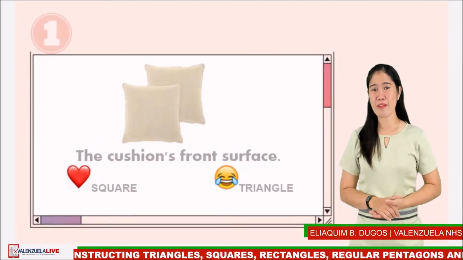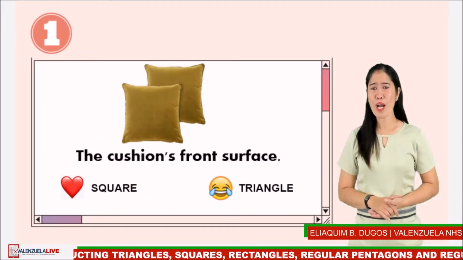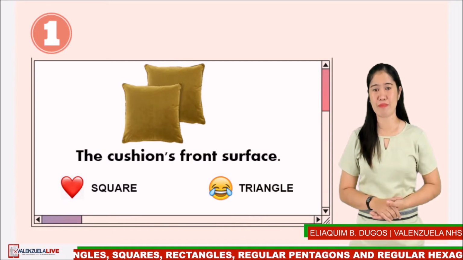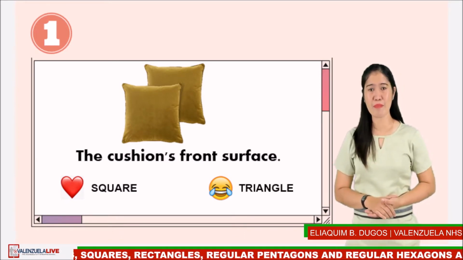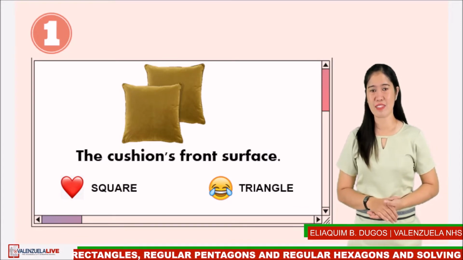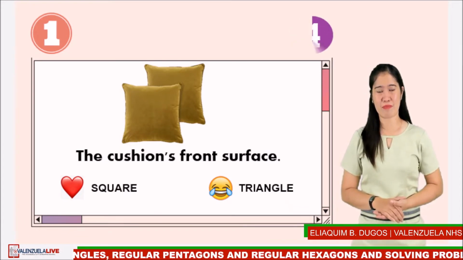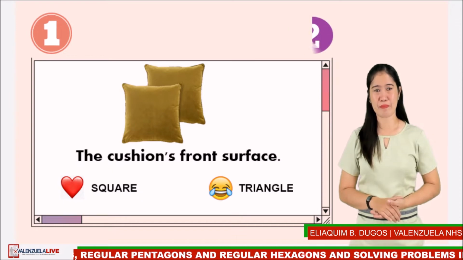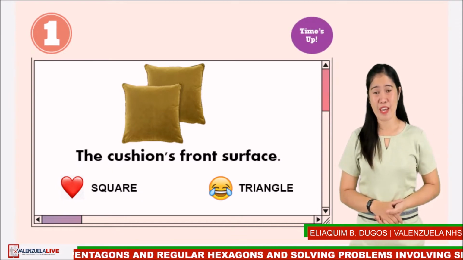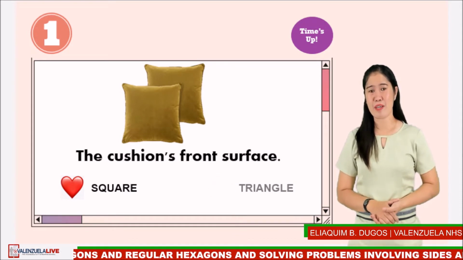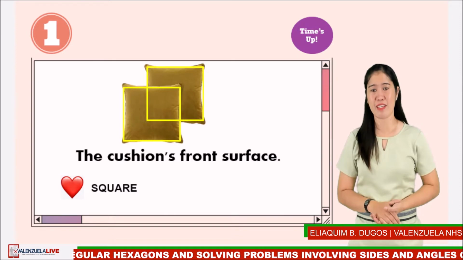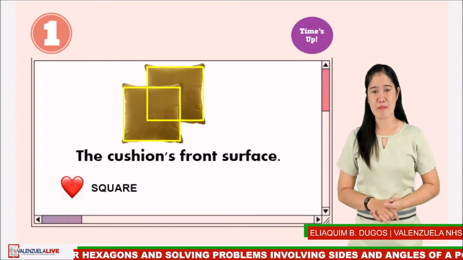Image number 1. What polygon does the cushion's front surface appear in? Is it a square or a triangle? 5 seconds. The answer is a square because the cushion's front surface is square-shaped. Very good.